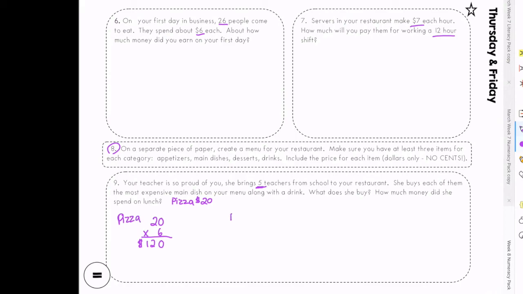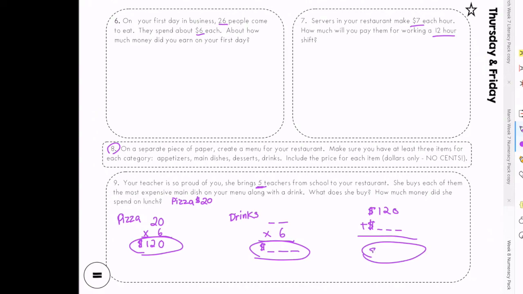Okay, and then I need to calculate how much I spent on the drinks. So whatever number times 6, okay, I'd get an amount there. And then what am I going to do with these 2 numbers? That's right, I need to find out all together how much I spent, right? So I would add 120 plus whatever money I spent on the drinks, and that would be the total. So my teacher spent that much money on lunch.